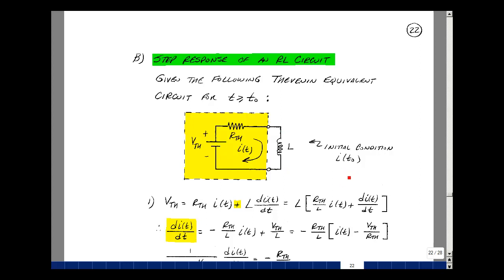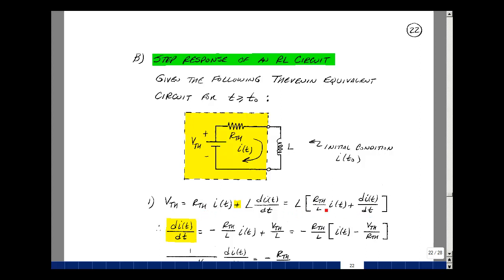But let's solve the differential equation for I of t. The rise in voltage is V Thevenin. The drop is going to be I times R Thevenin plus the voltage across the inductance, which is equal to L di dt. Let's pull the L out. So I just got di dt. Pull out an L from this term. Doesn't have one, so we'll divide by L.